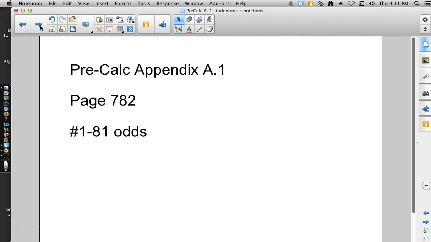You're going to go to Pre-Calc Appendix A1. Feels kind of weird this early in the year to be working on page 782, but that's where you need to go. And you need to do numbers 1 through 81 odds. And one thing to think about while you're writing this down is if you have even roots of something, a radicand that has variables in it, do you need those absolute value bars? That's what you need to think about, because aside from that, I think everything that we've seen in this section really has been review from last year. There you go.